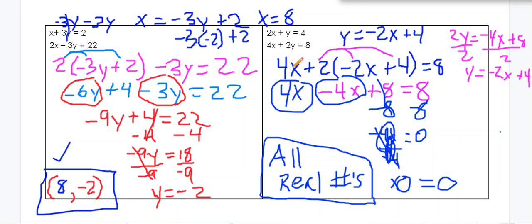I'm sorry I made that mistake down here. I forgot to bring down the 4x. See, teachers make mistakes too. But it's right, 4x minus 4x gives me 0, so I'm left with 0 equals 0. So if you ever get something like that, 0 equals 0 or 3 equals 3, that means all real numbers.